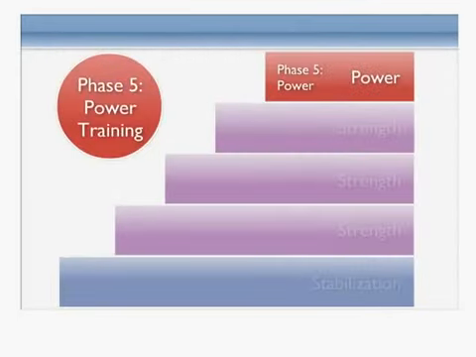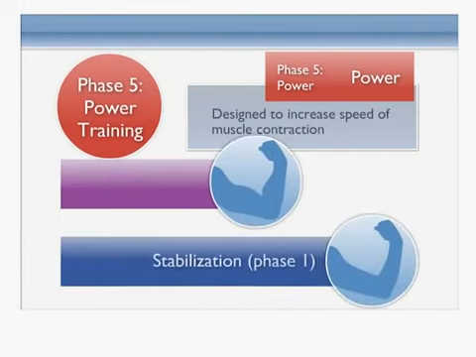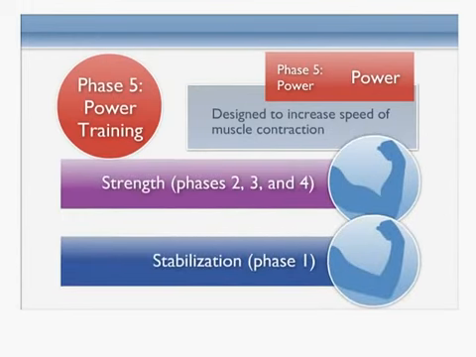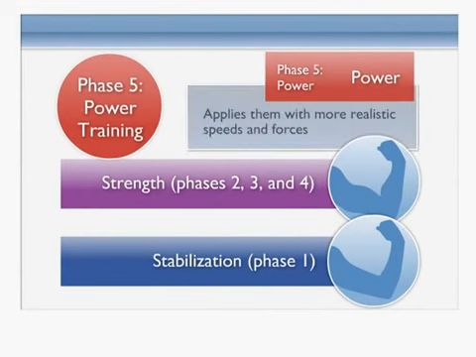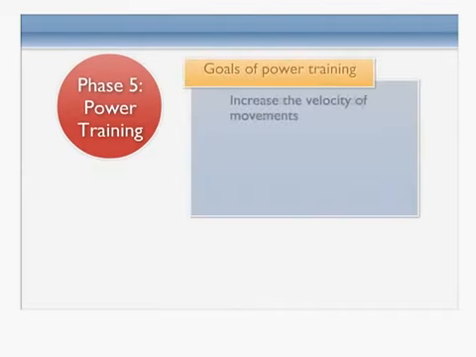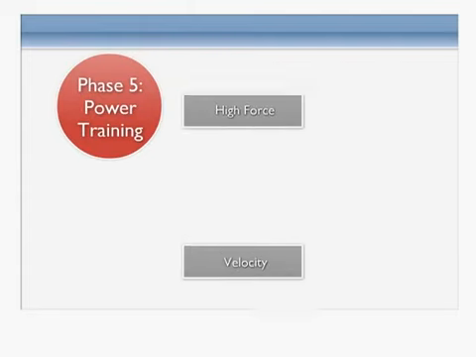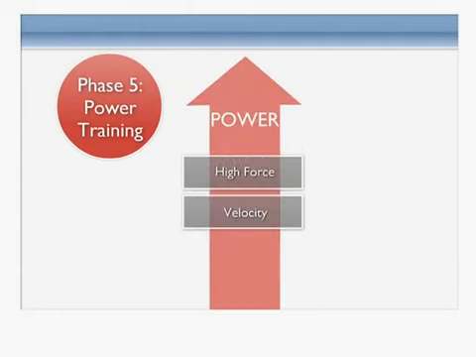The third level of training is power and is designed to increase speed of muscle contraction. This form of training uses the adaptations of stabilization and strength acquired in the previous phases of training and applies them with more realistic speeds and forces that the body will encounter in everyday life and/or sport. The goals of power training include 1. Increase the velocity of movements, and 2. Increase the rate of force production by increasing the number of motor units activated, synchronization, and the speed at which they are excited. Phase 5 focuses on both high force and velocity to increase power.